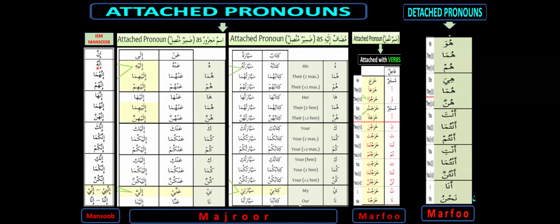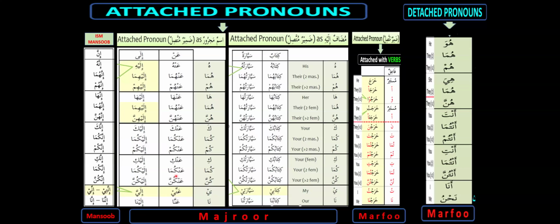So all I'm trying to say is this: when I want to use the pronoun in the chair of majroor, I will pick the pronoun from this list or this list. They both are the same, right? If I want that pronoun to sit in the chair of mansoob, as in the case of inna, I will again pick the pronoun from the same chair. As you can see, the spellings of these pronouns are the same.